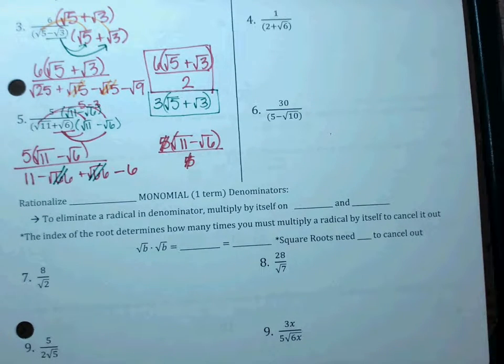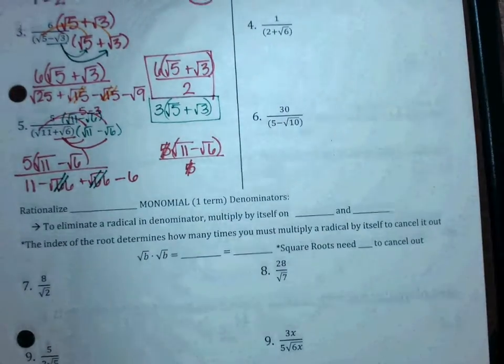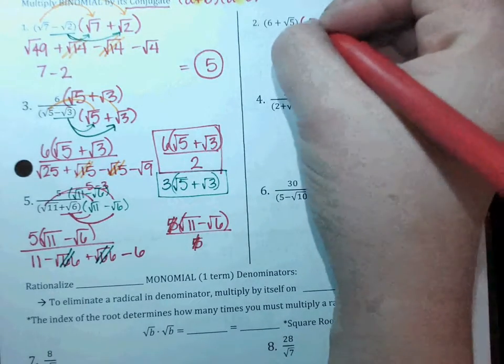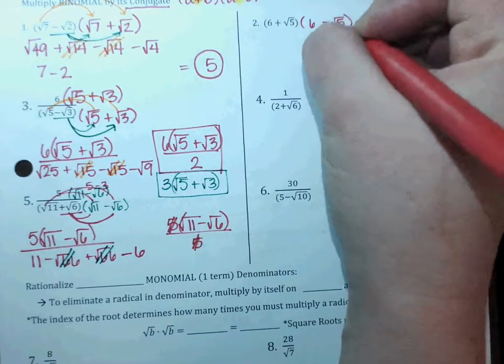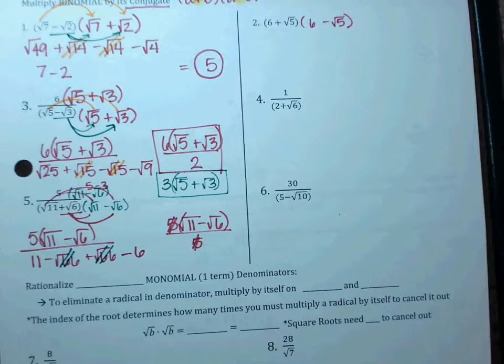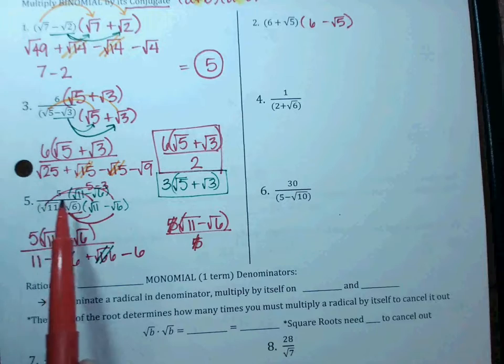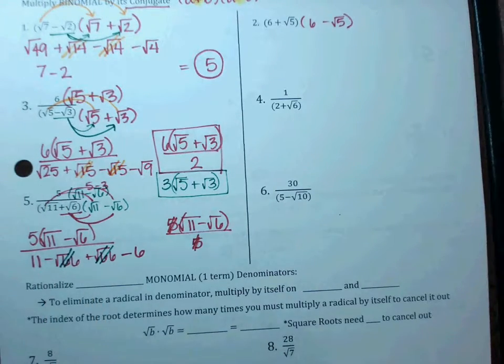Alright, let's look at number 2. I have 6 plus root 5. What would the conjugate of that be? I would take that middle sign and switch it, so 6 minus root 5. Now, do you notice the difference between this and the left column? Did you see they were always both in square roots? Versus what's different on number 2? One's a square root, the other one's not. But watch, you're going to notice a very similar thing happens.